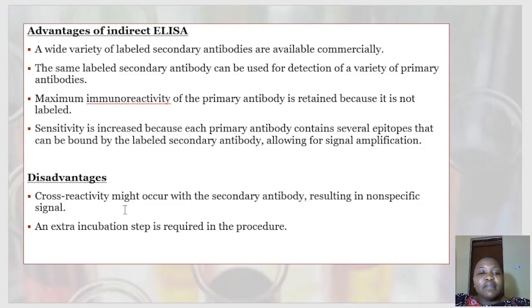Cross-reactivity might occur, and that is a disadvantage. Because we can use several secondary antibodies, we could end up with some cross-reactivity, which may result in non-specific signal. There is also an extra incubation step. You have seen that this one has several: in addition to the first incubation, we have another because we have two antibodies. That makes the experiment a bit longer.